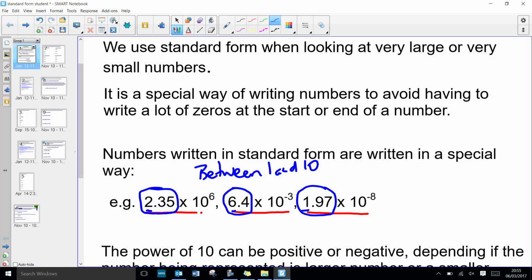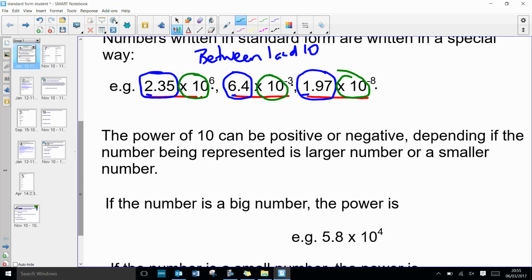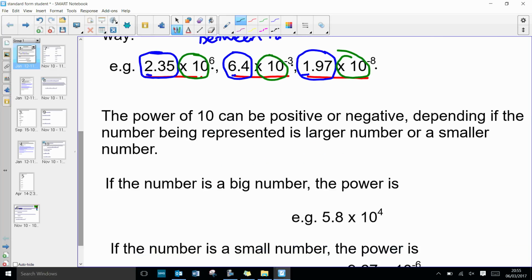They all have multiplied by 10 to a power. And then our power is different depending on our number. We'll talk about that more in a minute. But that's the important thing. They're always, the first part is between 1 and 10, so they have one digit before the decimal point, and then times 10 to a power. Now, the power of 10 can be positive or negative, depending if the number being represented is a larger number or a smaller number.